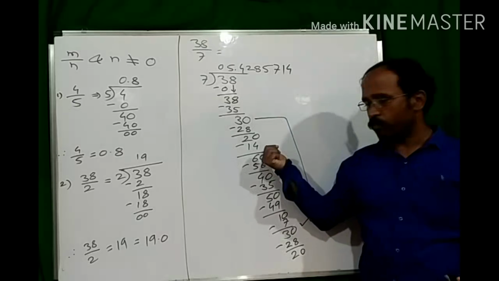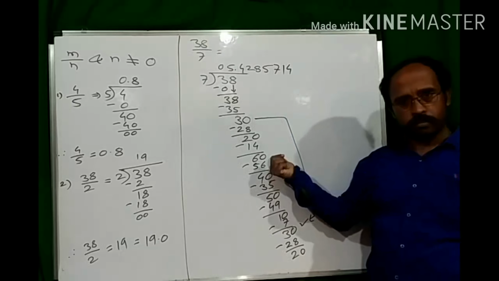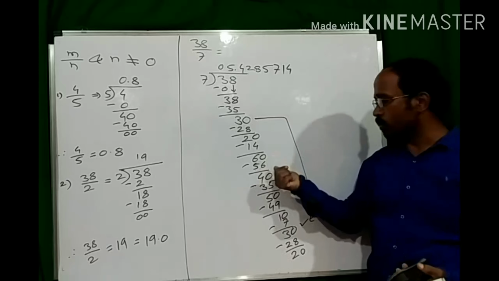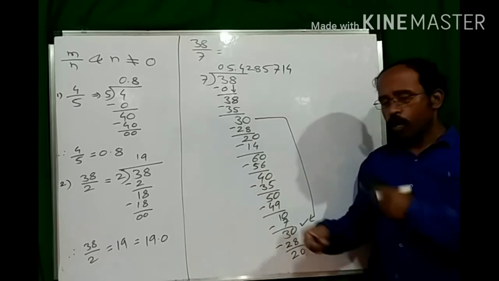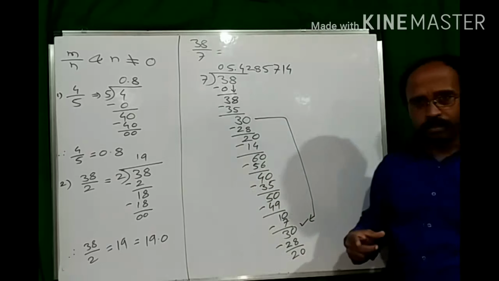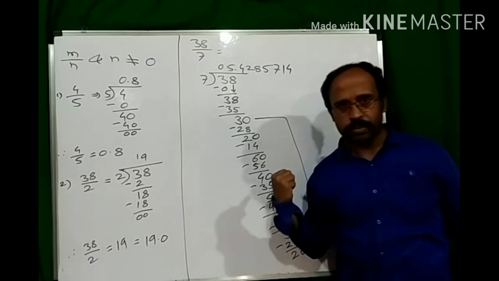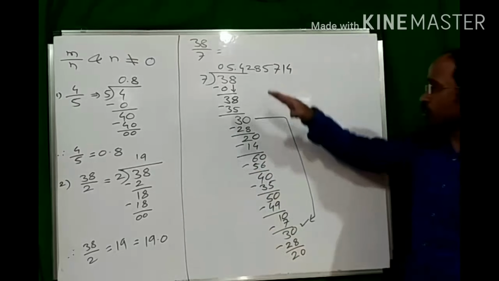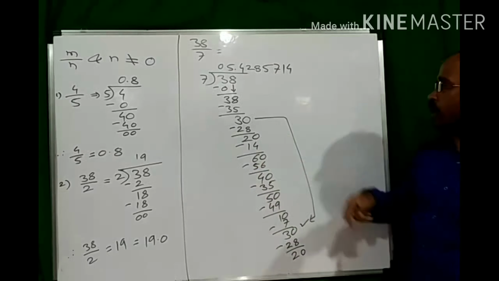Means we have to subtract 14. Once again, remainder will be 6. We have to append 0. Once again, remainder will be 4. So same numbers are going to occur again and again. Did you recall something? The things which we learned in 7th standard. So same things are going to occur again and again.